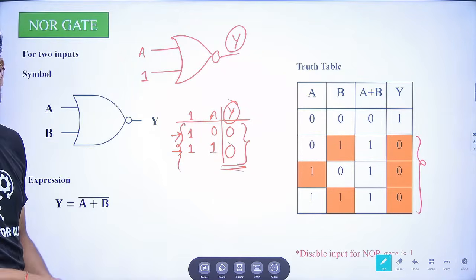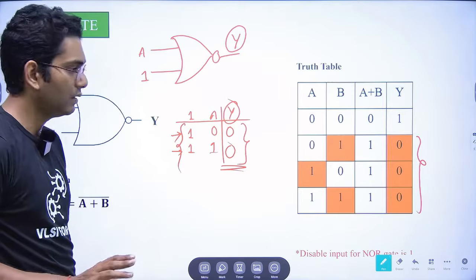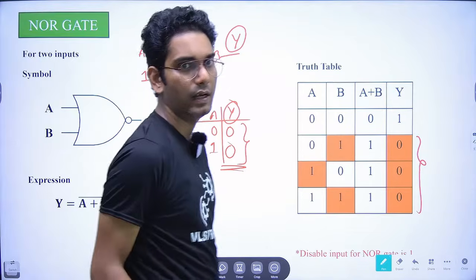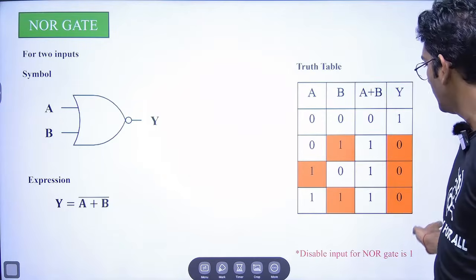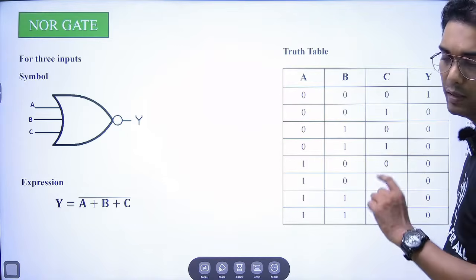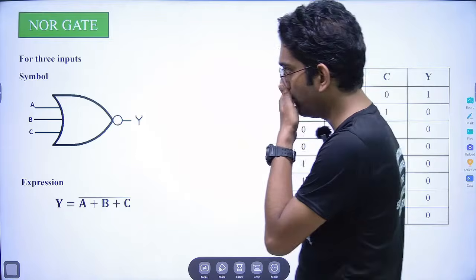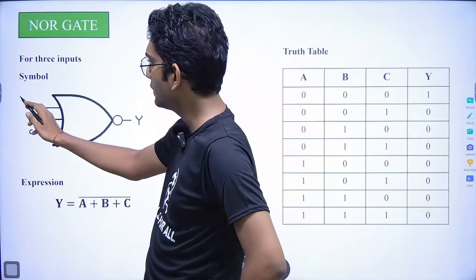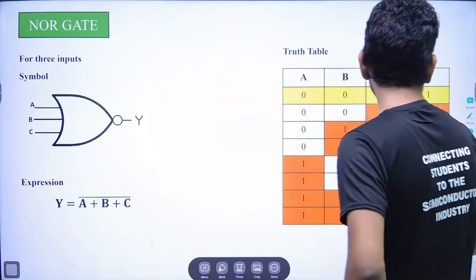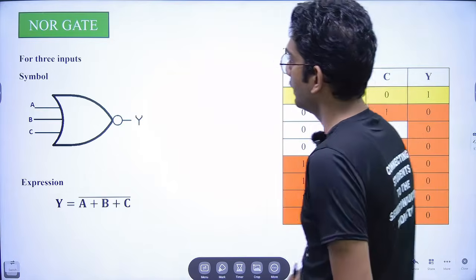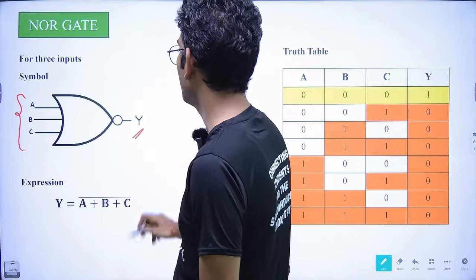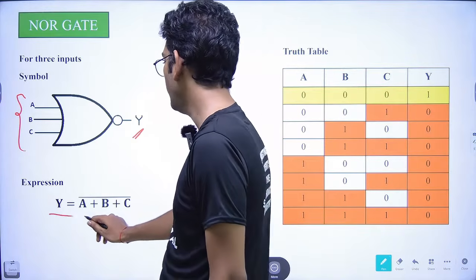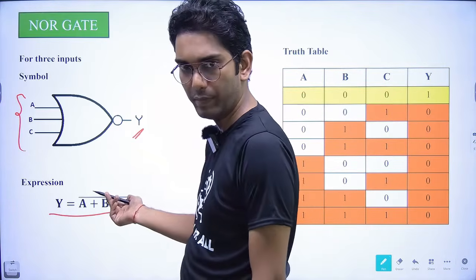I guess up to here it is understood. Till now everything would have been clear. Now coming to the 3 input NOR gate. Here 3 inputs are present, A, B, C, and we are getting Y as the output, and the expression would be Y is equal to (A plus B plus C) whole complement, fine.